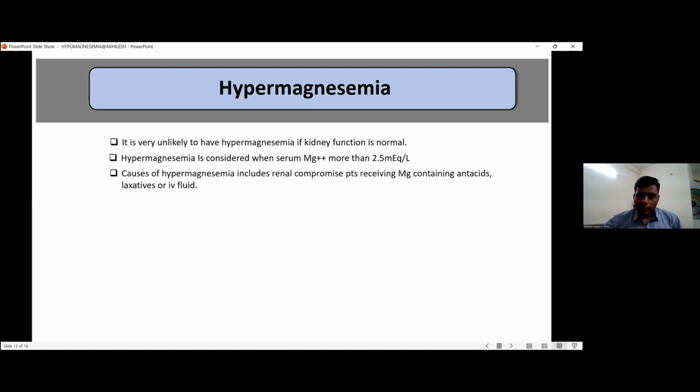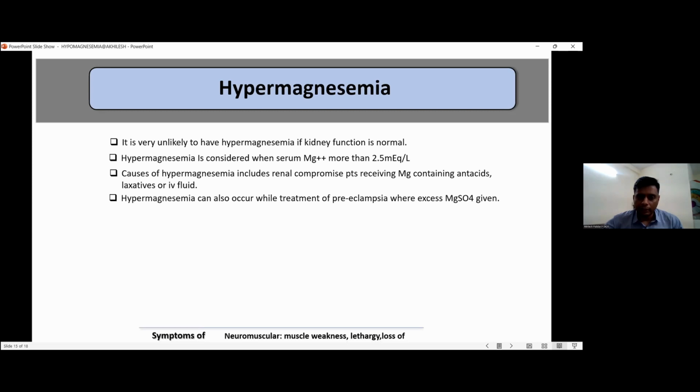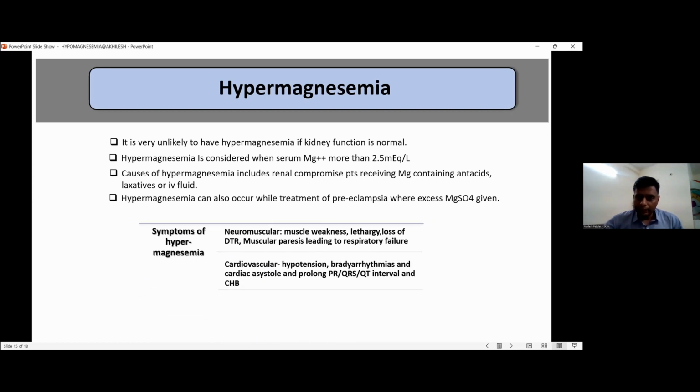The causes of hypermagnesemia include renally compromised patients receiving magnesium-containing antacids, laxatives, or IV fluid. Even when we are treating hypomagnesemia or preeclampsia, if we infuse excessive magnesium sulfate, then hypermagnesemia can set in. So that's why I added this topic here.